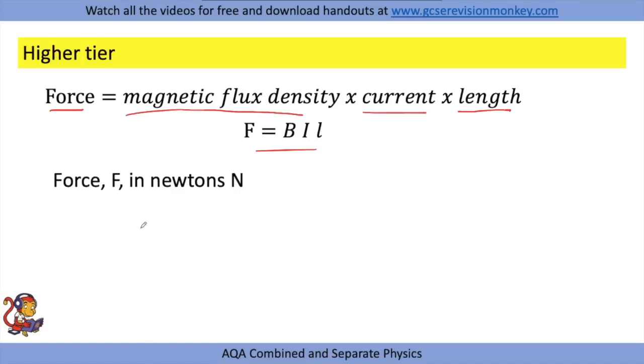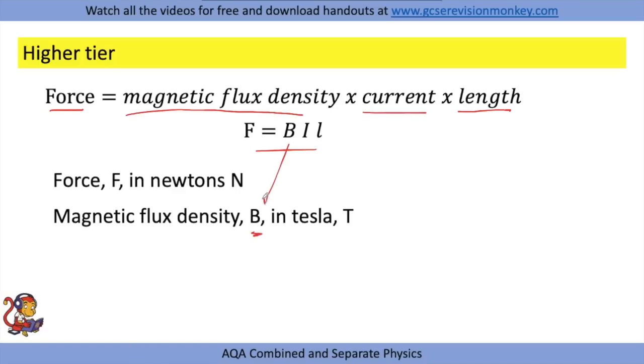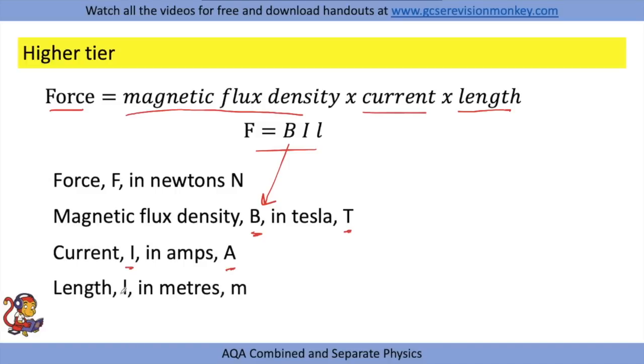So force is measured in newtons. Magnetic flux density is the B part, and that's measured in teslas, capital T. Current I is measured in amps, and length L is measured in meters.